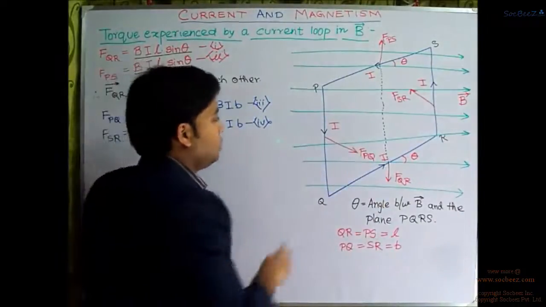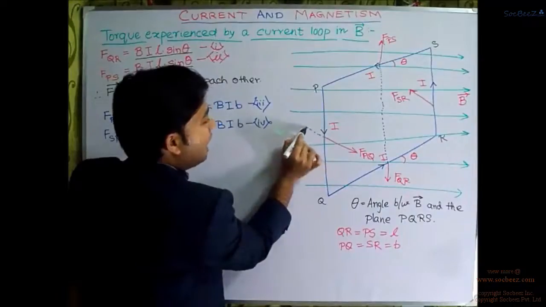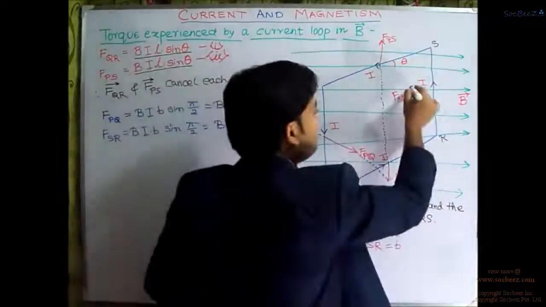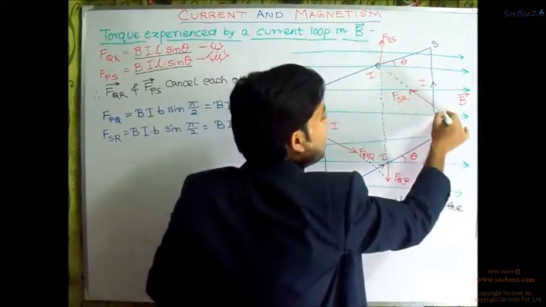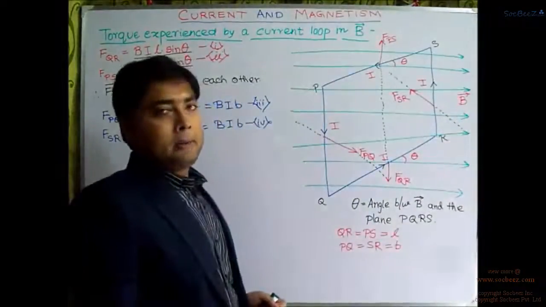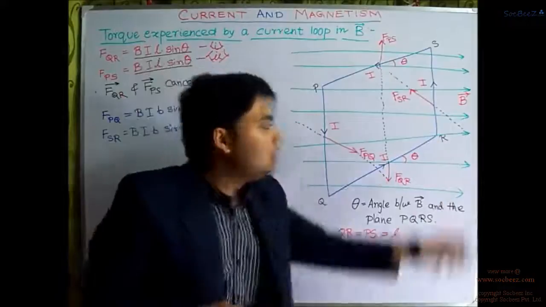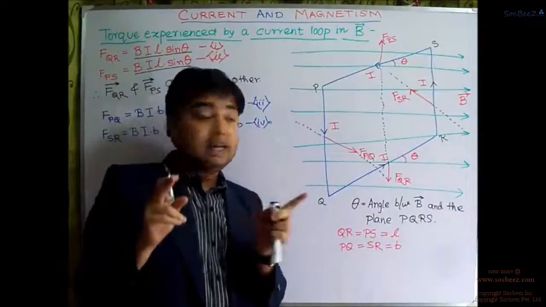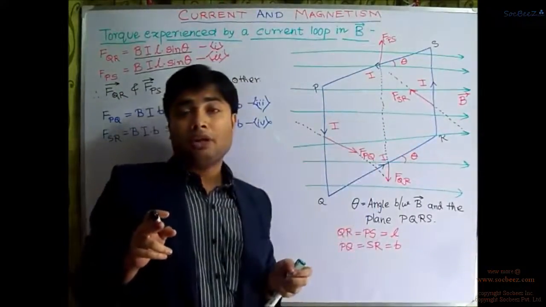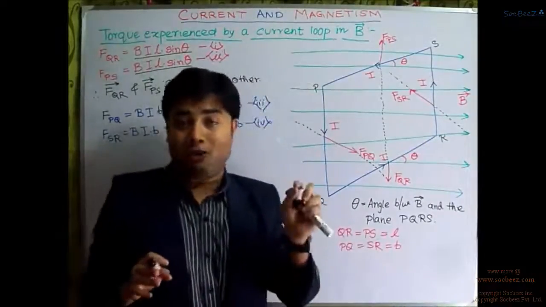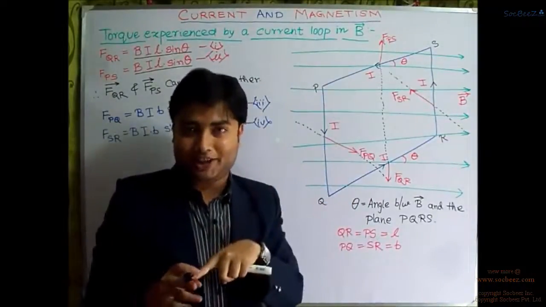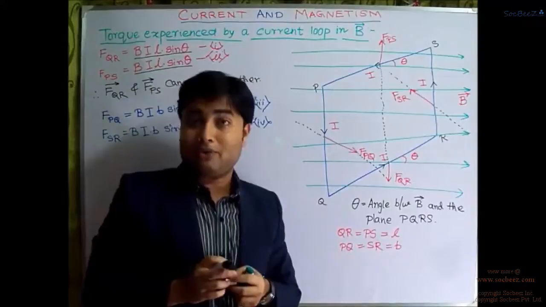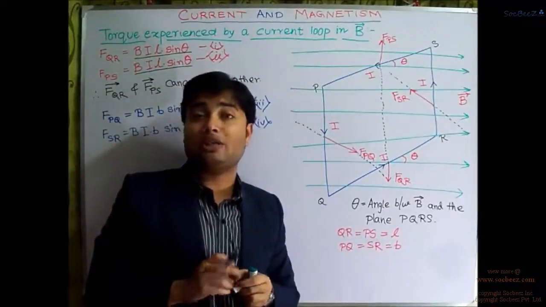But over here, if you do wish to draw the line, you will find it like this for FPQ, and for FSR you will find the line like this. Simple. They are not on the same line, but these two lines are parallel. So never cancel out forces simply because they are in opposite directions and the same in magnitude. You have to look at whether these forces are actually lying on the same line or not.